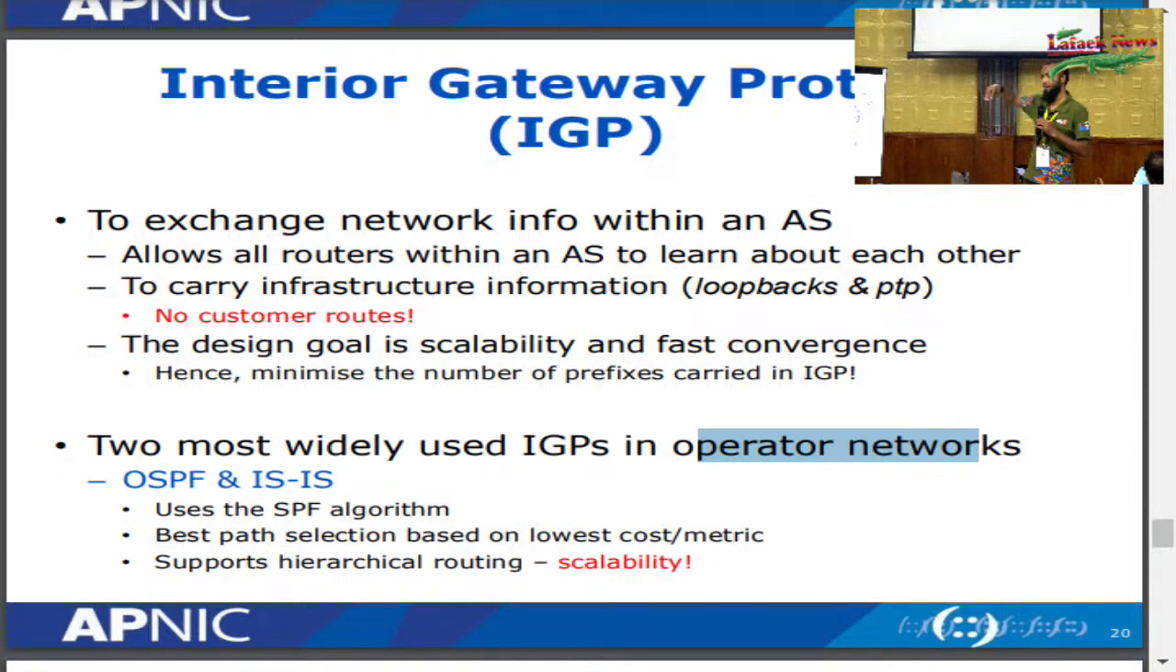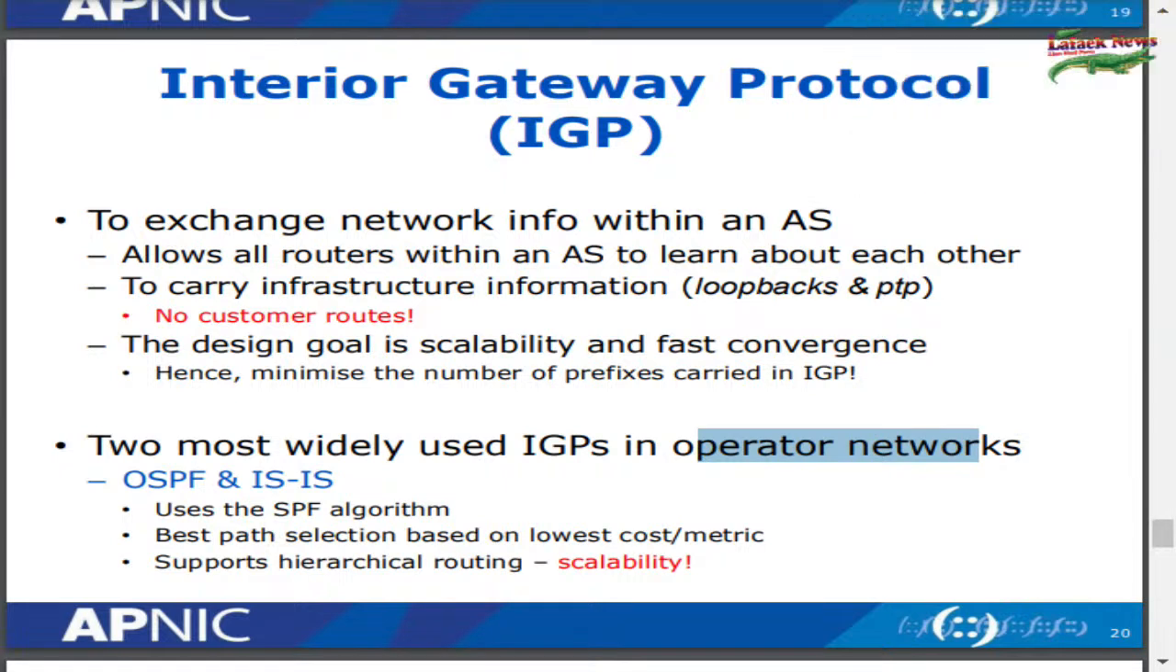I have to go to a destination and it finds which one is the best, and keeps the rest of them as a backup. If one goes down, they will use the next best path. So lowest cost or metric is the method with which it finds the best path, and it supports hierarchical routing. That means you can actually scale up your network in future because it has an area concept.